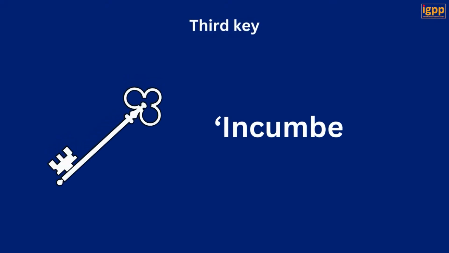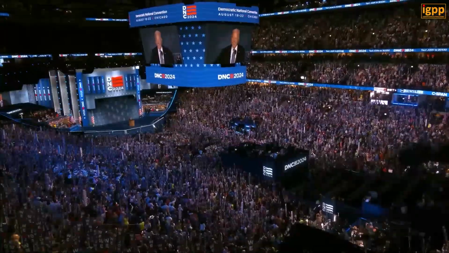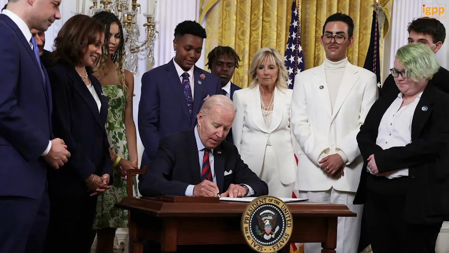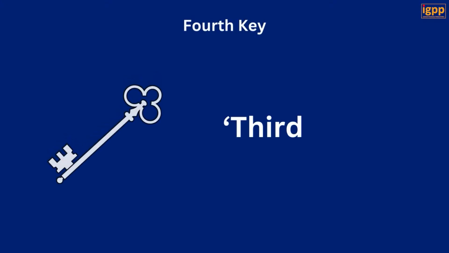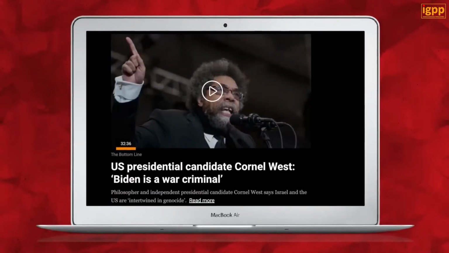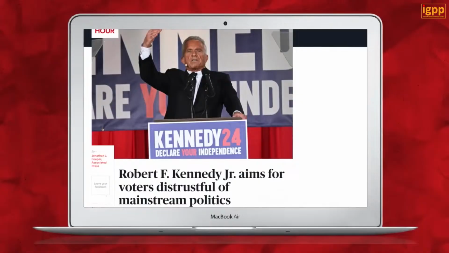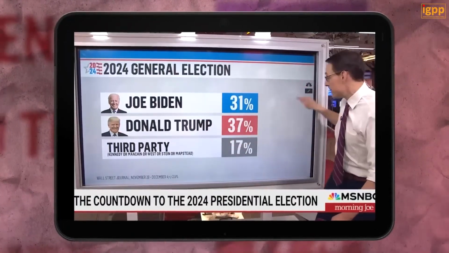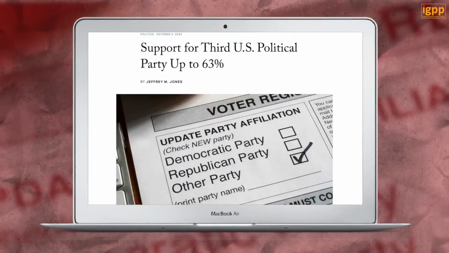The third key, incumbency, evaluates whether the incumbent party candidate is the sitting president. Incumbents typically benefit from the advantages of incumbency, including established visibility and experience. The fourth key, third party, looks at the presence of significant third party or independent campaigns. A lack of such campaigns reduces the risk of vote splitting, favoring the incumbent.